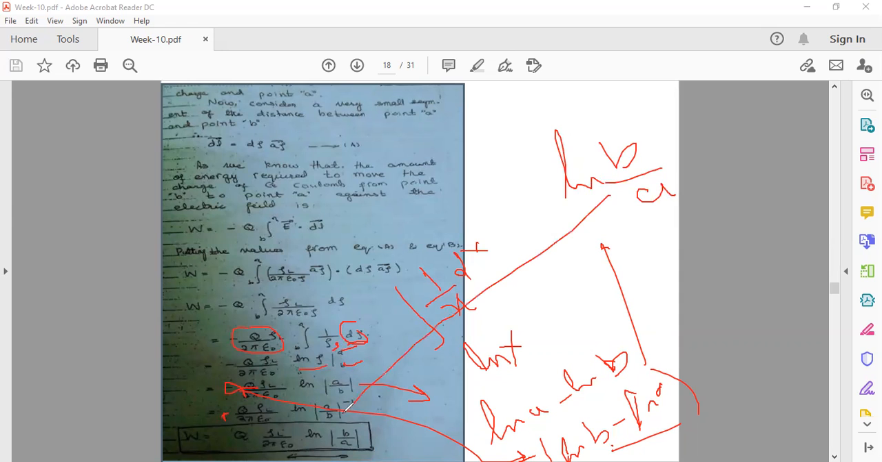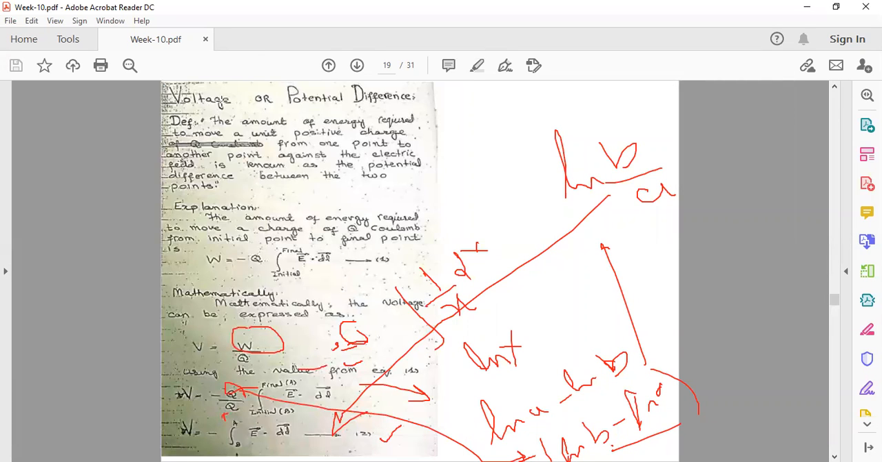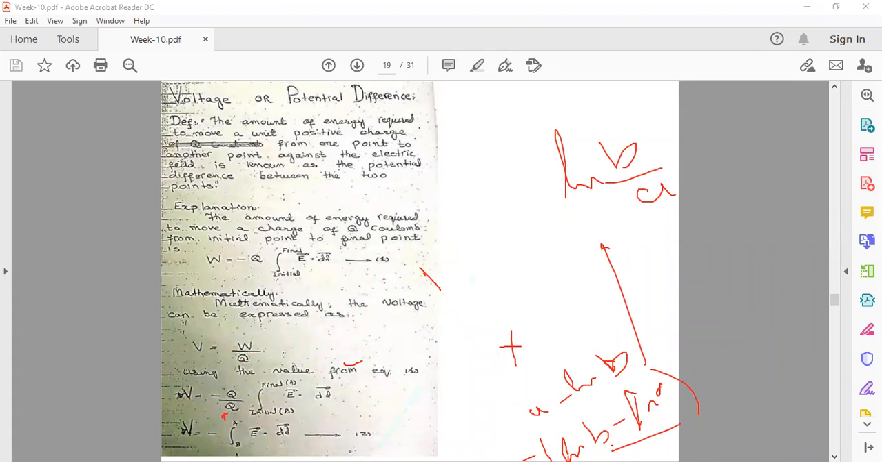So the work done in moving a charge along a rho against the electric field will be like that. Now, what is the potential? The work done in moving a charge, the amount of energy required to move a unit positive charge against the electric field from one point to another point, is known as the potential difference. So this is the external energy required.